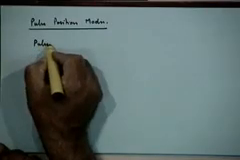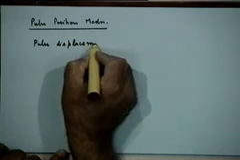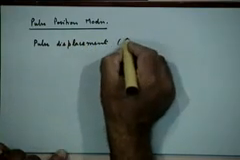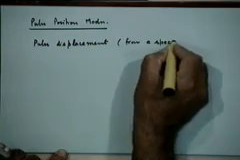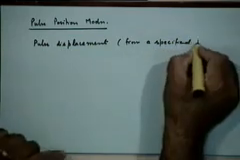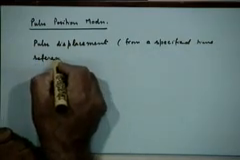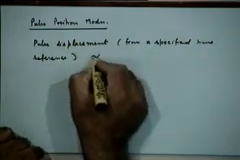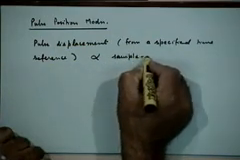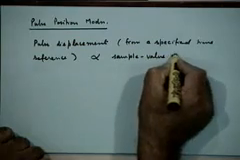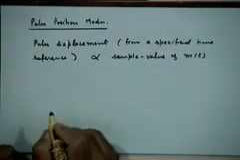Pulse displacement from some specified time reference is proportional to the sample value of m(t), right?